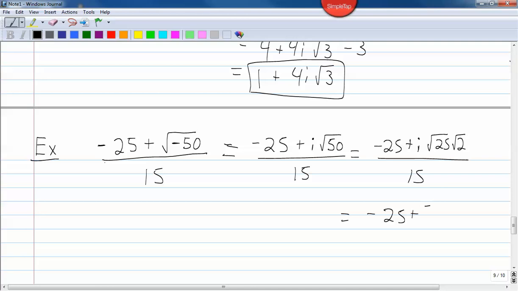So this is going to be plus 5i square root of 2 over 15.